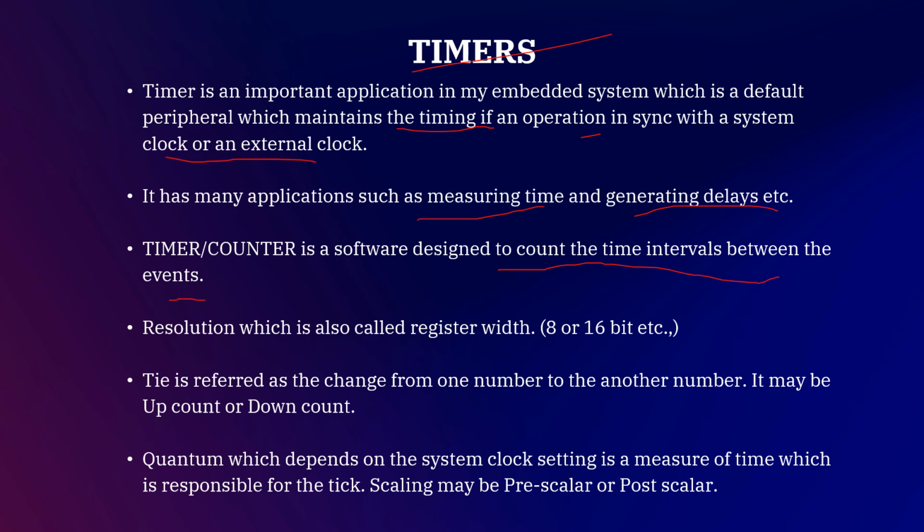Resolution, also called register width, is of two types, 8 or 16 bit, etc. Then a tick or a quantum. Tick refers to the change from one number to another number. It may be an up count or a down count. Then quantum, which depends on the system clock setting, is a measure of time which is responsible for a tick. Scaling may be a pre-scaler or a post-scaler.